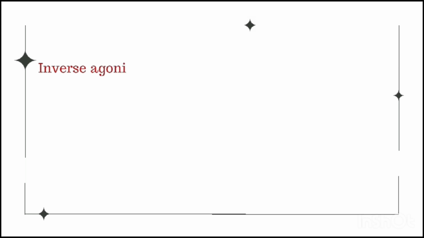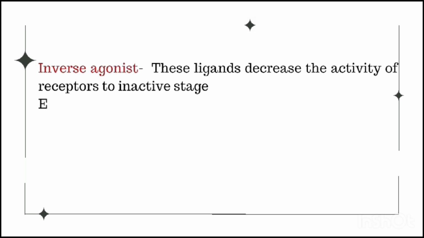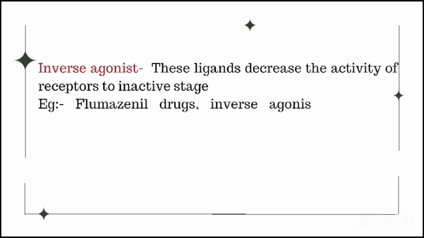There is one more type, that is your inverse agonist. They decrease the activity of receptors to inactive stage. That is the opposite action. Example is flumazenil, a drug which acts as an inverse agonist for GABA receptors.